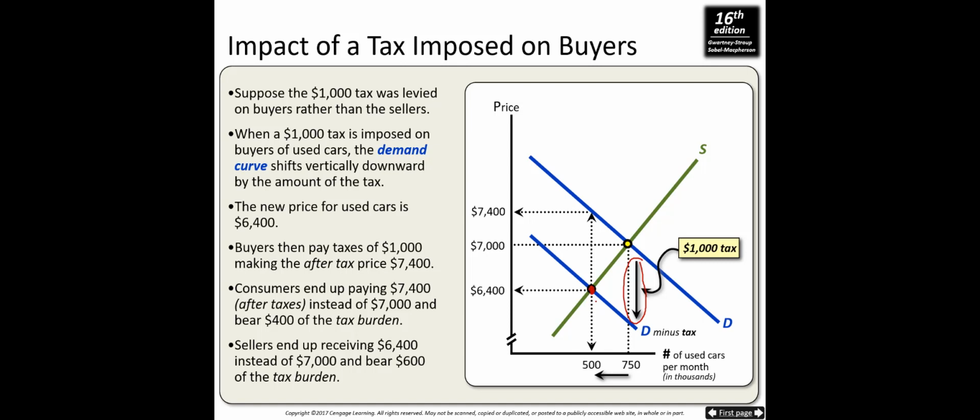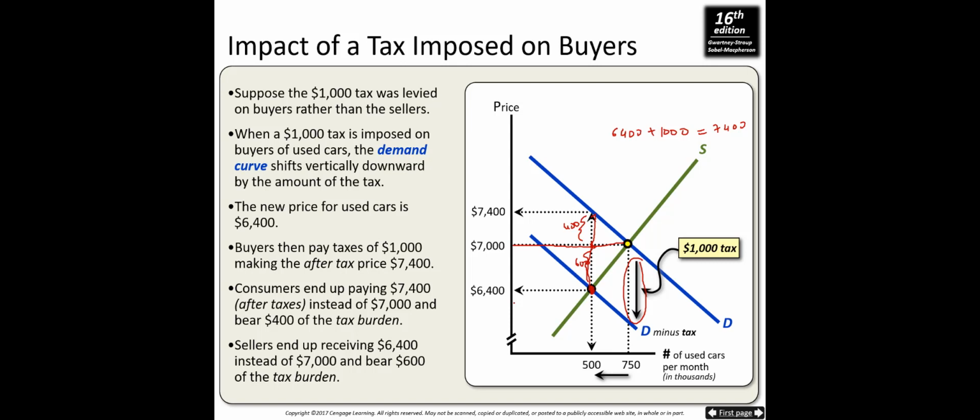Buyers then pay taxes of $1,000, making the after-tax price $7,400. So in the market, they buy the used car at $6,400, and on top of that, they pay the tax. So they pay a total of $7,400 for the used car. So again, we can calculate the tax incidence. Remember, this is the equilibrium price. Anything from here up to the demand curve is the tax paid by buyers, which is $400, and anything below to the supply curve is paid by the sellers, $600, because now sellers are receiving $6,400, but they were receiving $7,000, so $600 of the tax comes from the sellers' pocket.